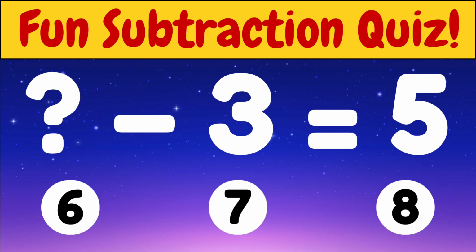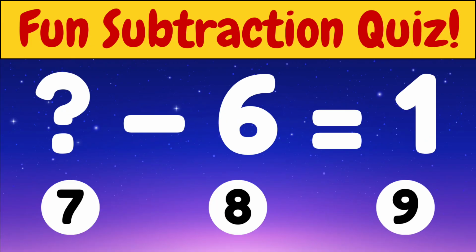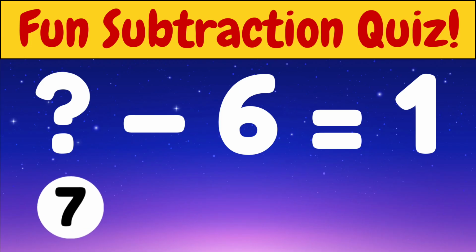Blank minus 3 equals 5. Let's find the right answer. The correct answer is 8. Blank minus 6 equals 1. Let's find the right answer. The correct answer is 7.